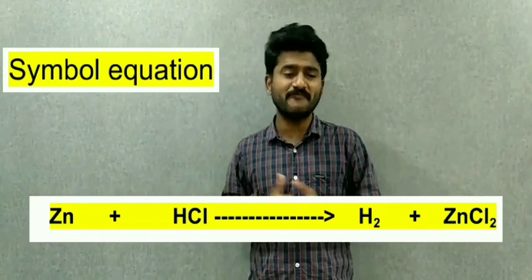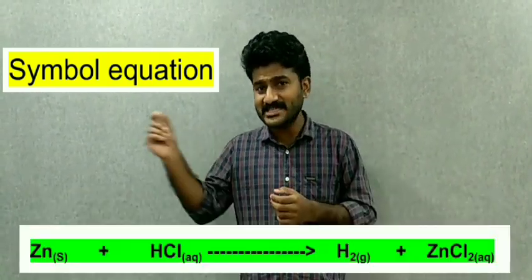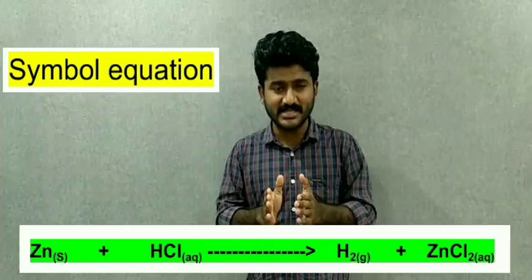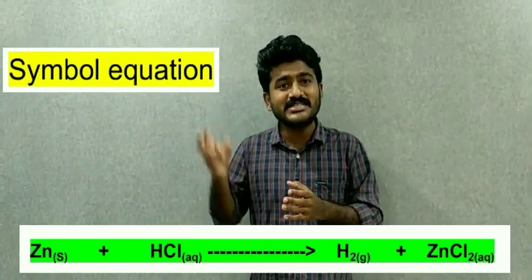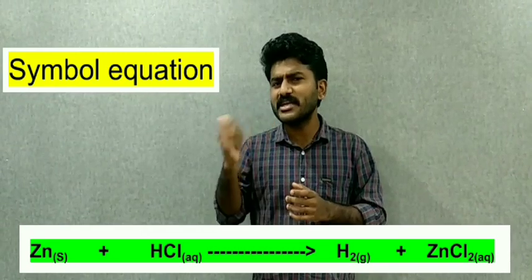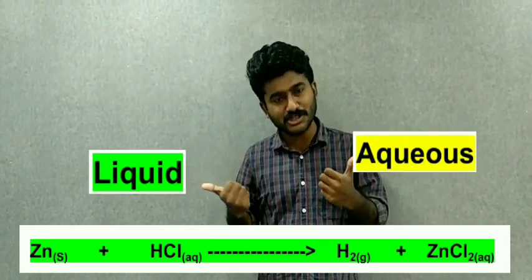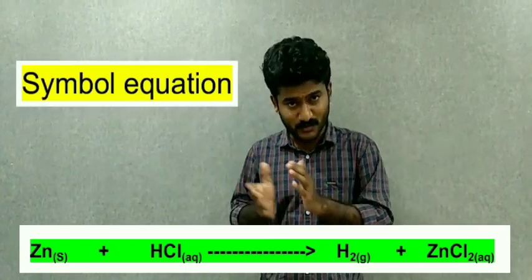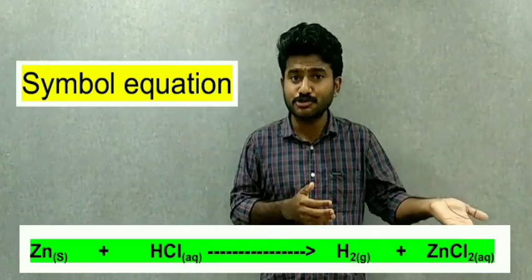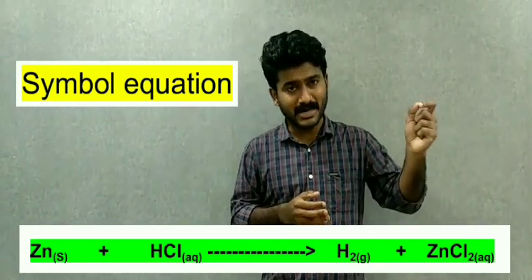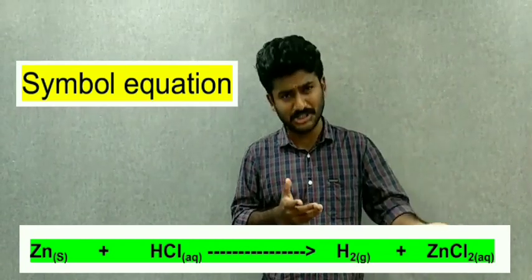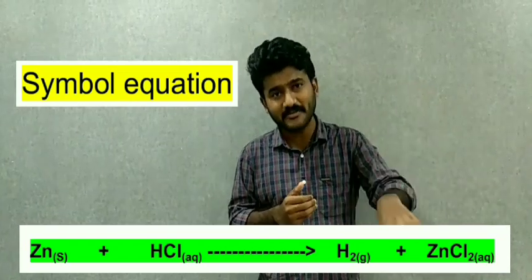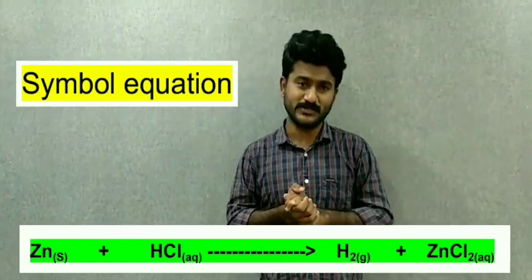And to make it more informative, we will write Zn(s) because Zn is solid in nature and HCl(aq) because HCl is mixed with water. What is the difference between liquid and aqueous? Liquid means liquid in nature, aqueous means something that is dissolved inside water. So HCl is aqueous in nature, and hydrogen H2 is gas in nature. We can use an upward arrow or g, gas is enough. And ZnCl2, since it is dissolved inside the water, is again aqueous.